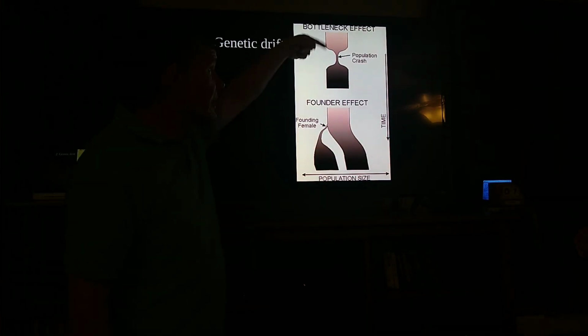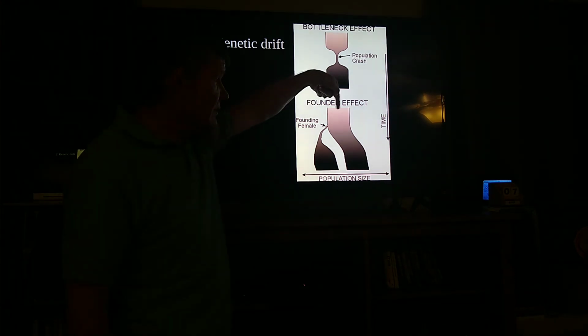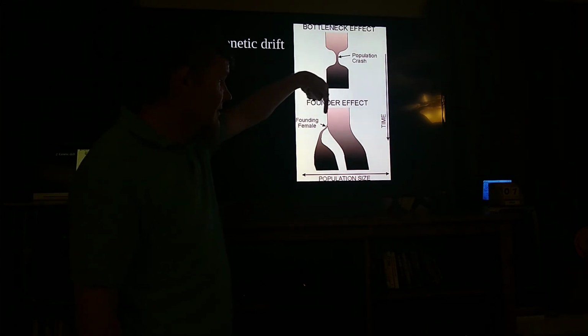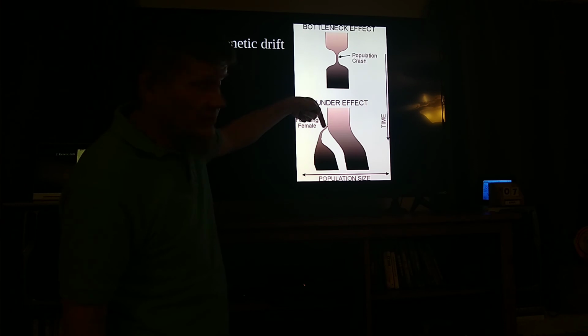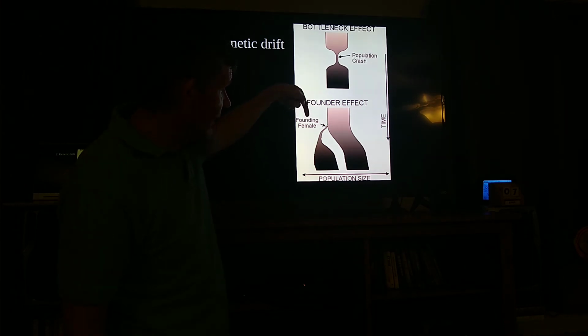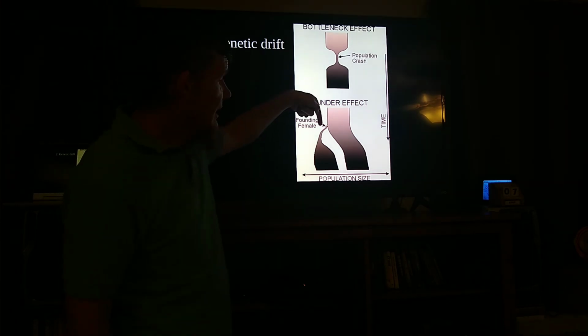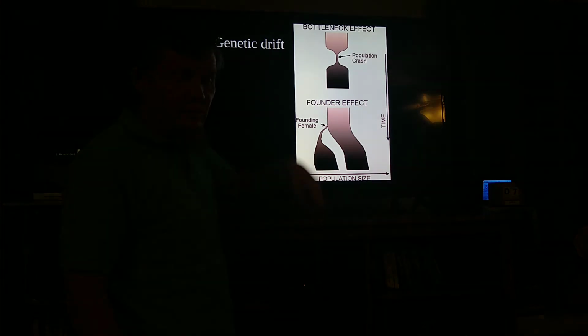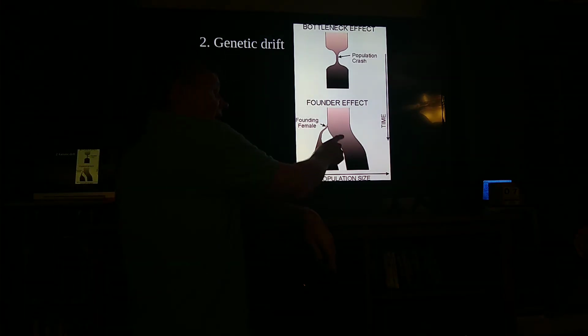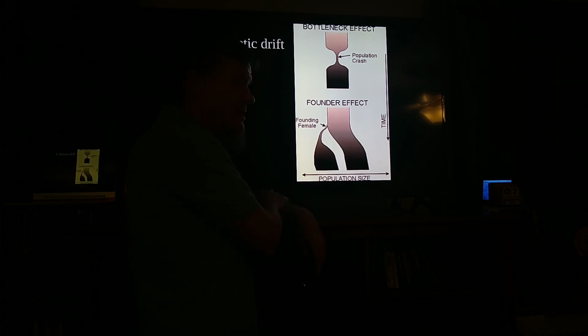This shows the bottleneck, like we talked about just a second ago. This shows the founder effect. So the founder effect is I have this large population of individuals. A small number of individuals branch off and go and found a new colony. And because they have created a new colony, they're not going to have any contact with the larger population.